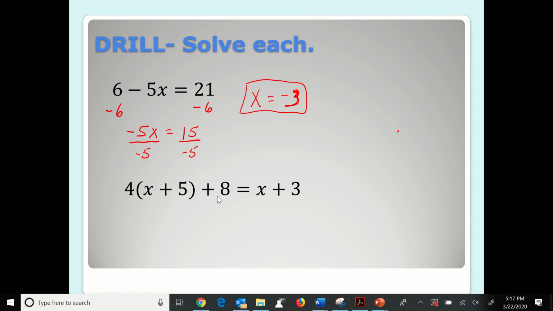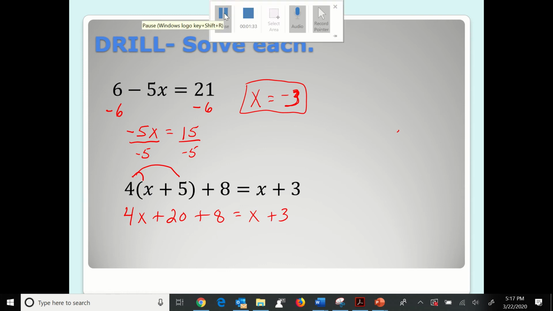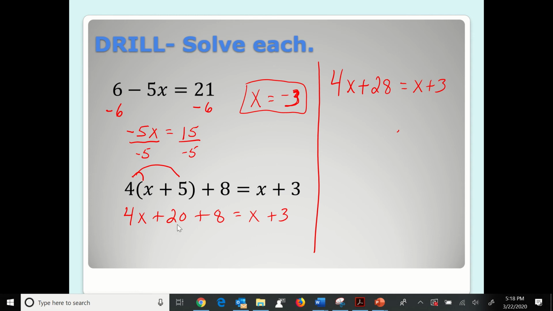Take a look at the second problem here. We're going to apply the distributive property first. And when we do that, we get 4 times x is 4x. 4 times 5 is 20, so 4x plus 20. The plus 8 gets carried down here. x plus 3 gets carried down as well. Now, we're trying to combine like terms. I notice I can combine 20 and 8. 20 plus 8 is 28, which gives us 4x plus 28 equals x plus 3.